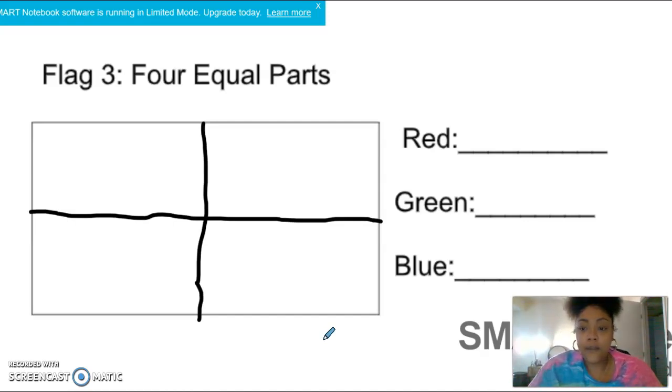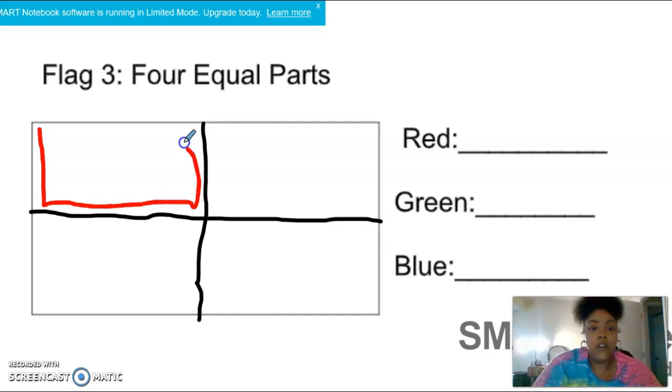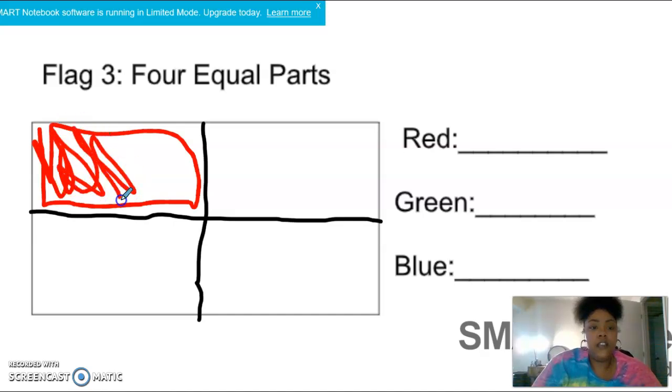Before I get to that step, I need to color my flag in. The colors that I chose today are red, green, and blue. You can use whatever colors you have right there in front of you. So I'm going to go ahead and switch now to my red crayon. And I'm going to color this part up here in the corner red first. So I'll just shade that in a little bit. Red, red, red, getting it red. All right, boom.